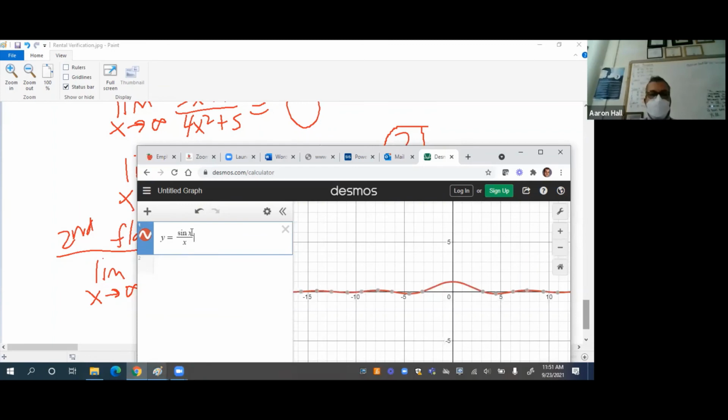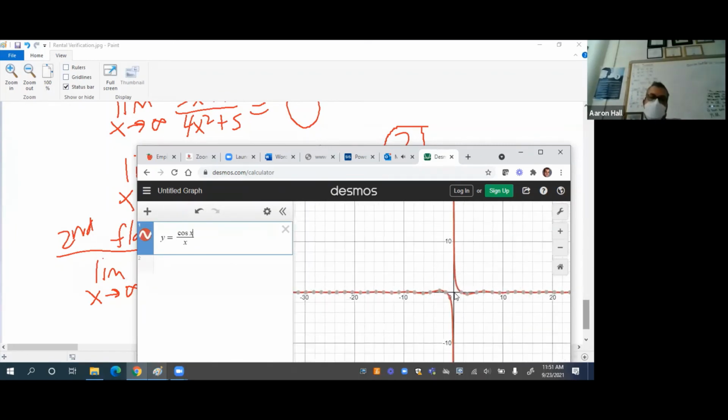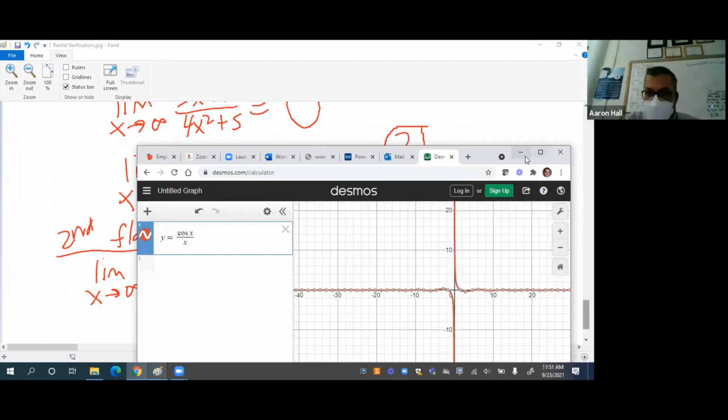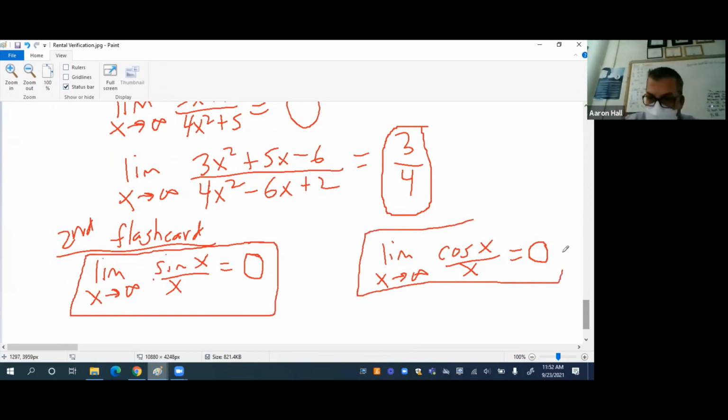All right, let's look at the next one. What if I have cosine of x over x? Cosine of x looks like this. Any guesses what we converge on? 0. Nice. We're converging on 0 as well, so we're going to say 0 for this one too. These are your flashcard number 2 and flashcard number 3. We need to make sure we're learning these as we go. You do not get a formula book for the AP test. You have to have everything memorized cold. So those are the next 2 flashcards.